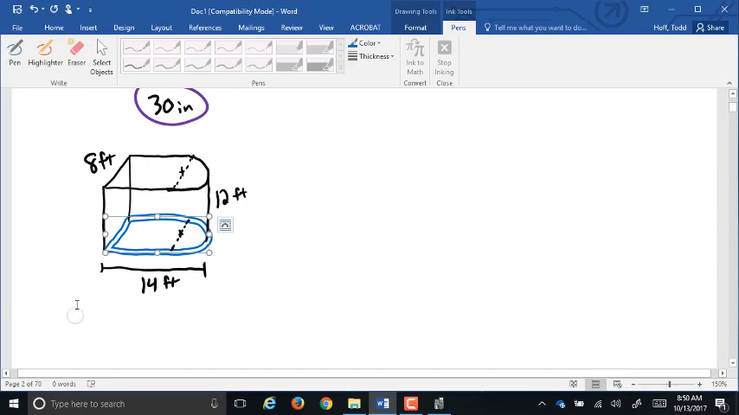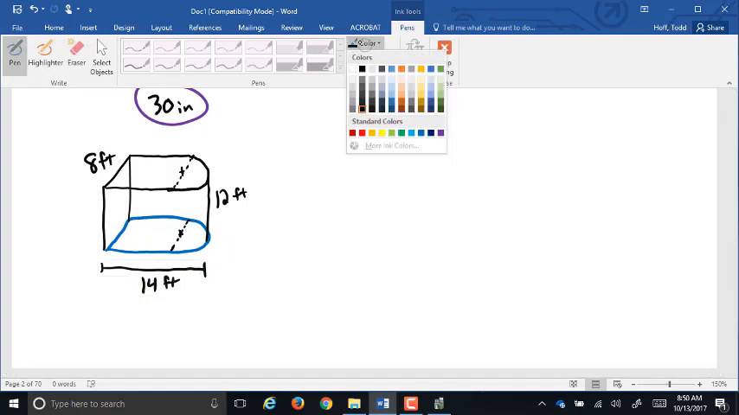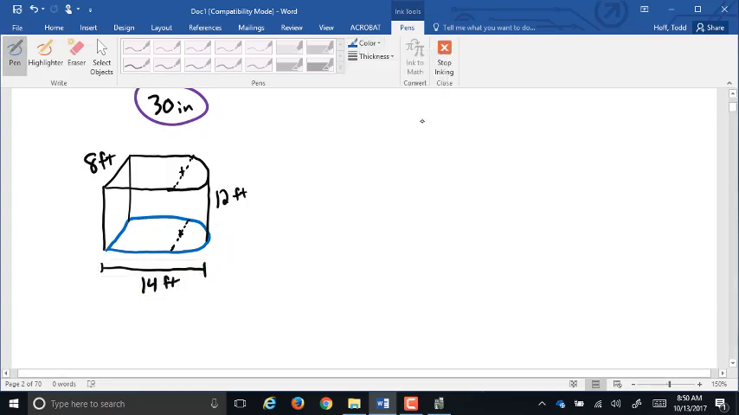So the base on this is that bottom piece there in the blue. So to find the area of the base, we've got to do two pieces. The rectangle and the half circle. The rectangle is 8 feet here. What is it here?